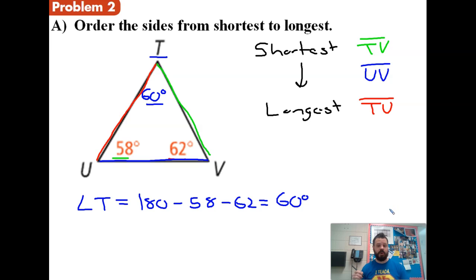Okay, problem B is the same idea, so why don't you pause the video, work through that one, and then hit play to check your answer.